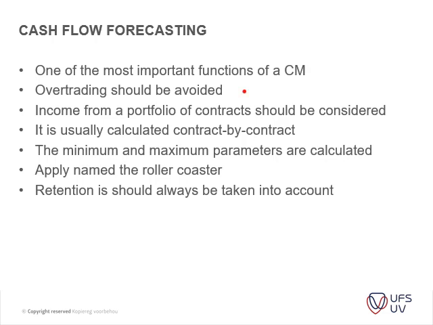You have to understand overtrading should be avoided at all costs. Income from the portfolio of contracts should be considered. It is usually calculated contract by contract. That's important to note. It's not something that you can calculate for a portfolio, but it's usually done from contract to contract. The minimum and maximum parameters are calculated, and then you have to apply them. Think about this as a roller coaster ride. As you saw in the graphs that I showed previously, it is an up and down roller coaster.